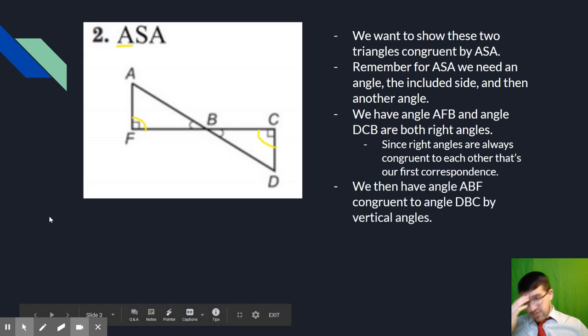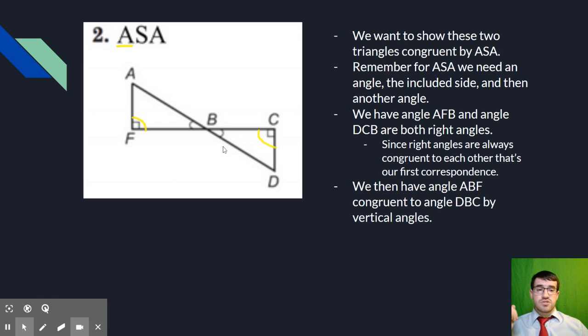Then we also have angle ABF is congruent to angle DBC by vertical angles. And I'm going to mark this with 2 arcs here in the middle. So these 2 angles are congruent. This gives us our second angle.